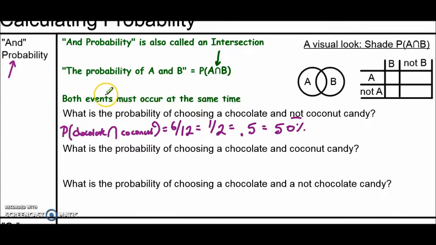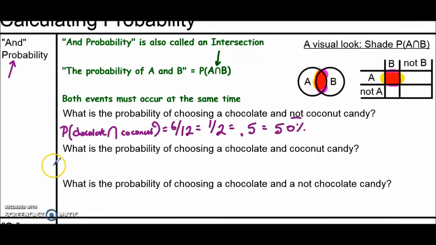Now remember, when we're talking about probabilities involving the word and, both events must occur at the same time. So if we look visually at a Venn diagram and a two-way table, and we wanted to shade the probability of A and B happening, what would we do? Well, first we'd shade the probability of A. Then we would look at the probability of B. And since we want the probability of A and B happening together, we're going to erase everywhere where they happen separately and only leave where they intersect or where they overlap.